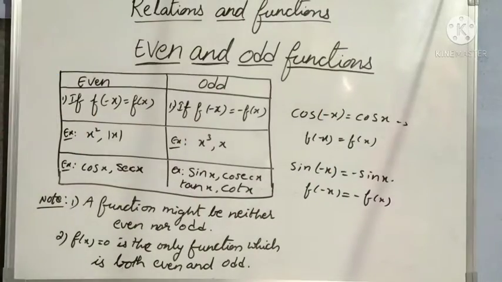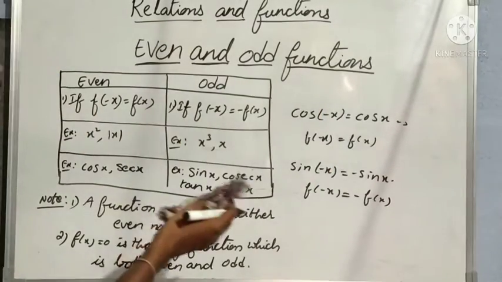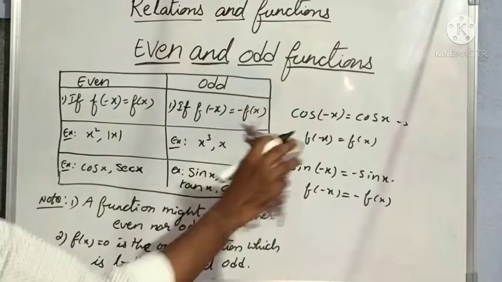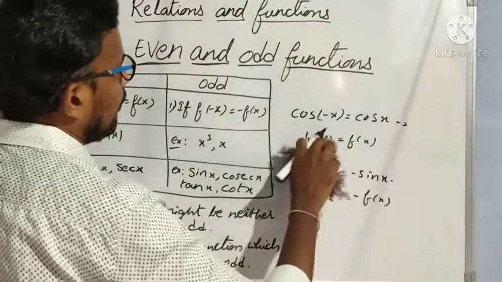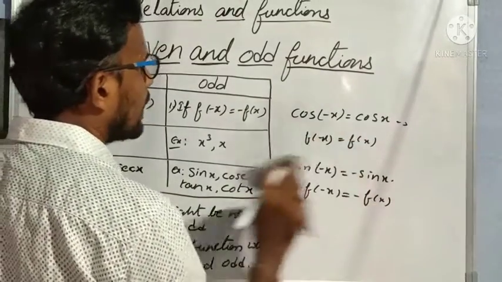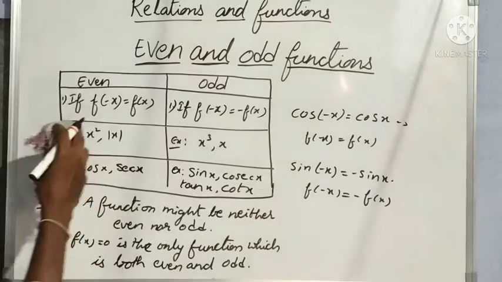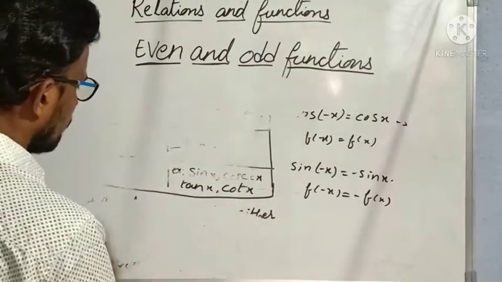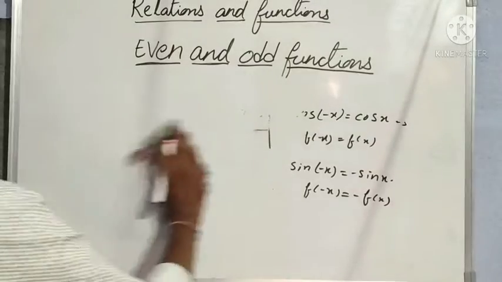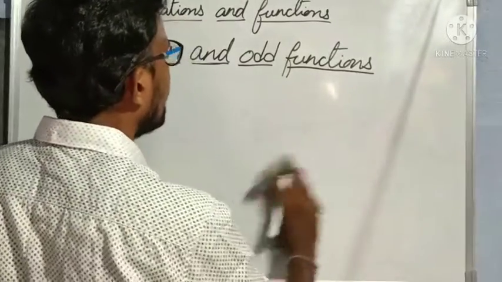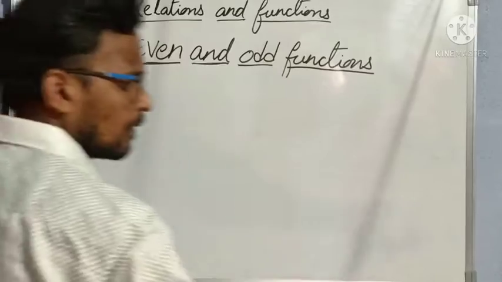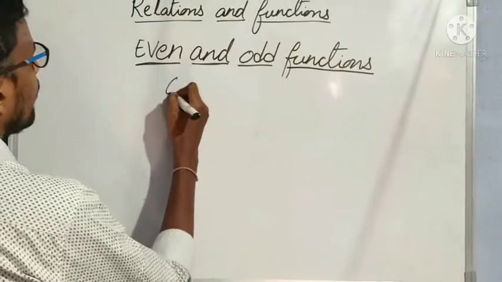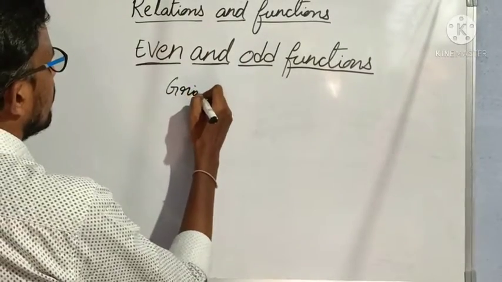So now let us know how to identify whether a function is even or odd without writing f of minus x is equal to f of x or f of minus x is equal to minus f of x. What is the shortcut to identify even and odd functions? Let us see that now. So by seeing the graphical method. Graphical method to identify even and odd functions. Very important.